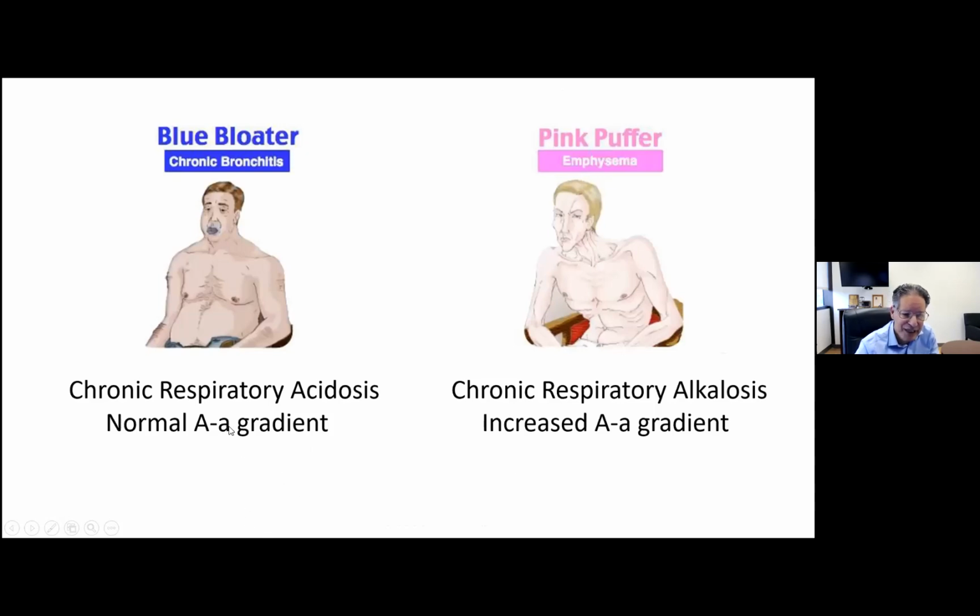But the reason for knowing the A-a gradient is to distinguish the so-called blue bloater, chronic bronchitic, from the pink puffer of the emphysematous patient. This patient has a chronic respiratory acidosis and a normal A-a gradient. These patients tend to have a chronic respiratory alkalosis and an increased A-a gradient. So the acid-base disorder helps tell you why the patient has COPD.